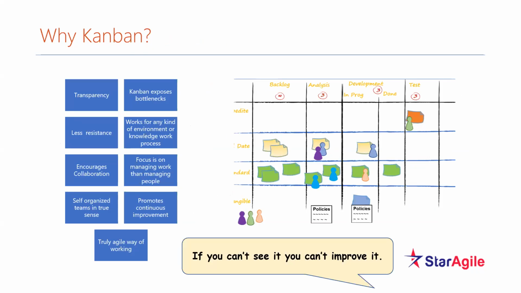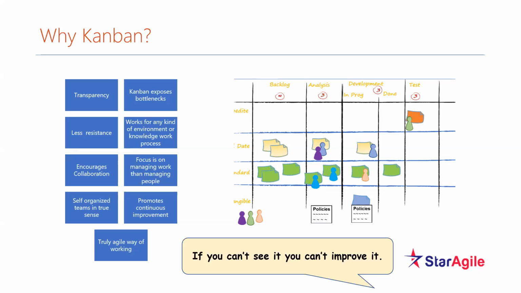Sure. Now, why fundamentally Kanban? Because it provides transparency. There is less resistance because we are not changing any role or any process, and we are not saying this is how you need to do it. So far I have not told you this is how you have to do it. We are just saying we need to visualize it. It's a fundamental method which encourages collaboration, and it helps teams self-organize in a true sense.